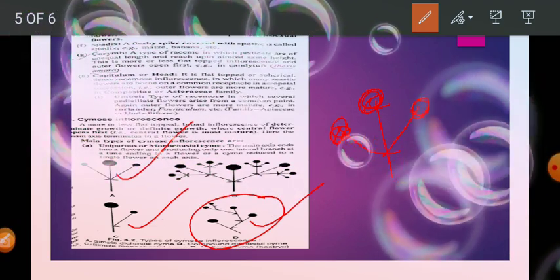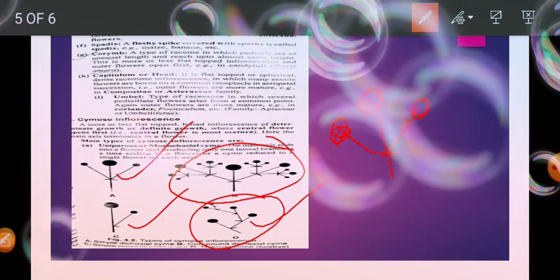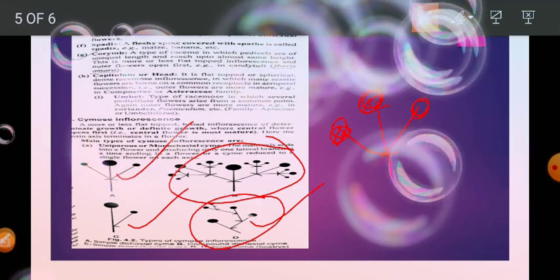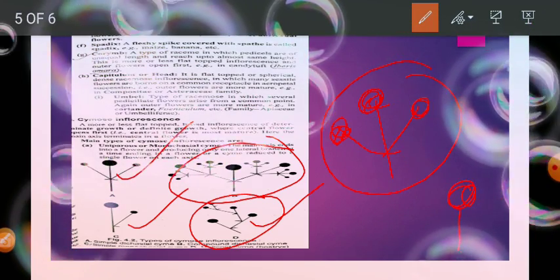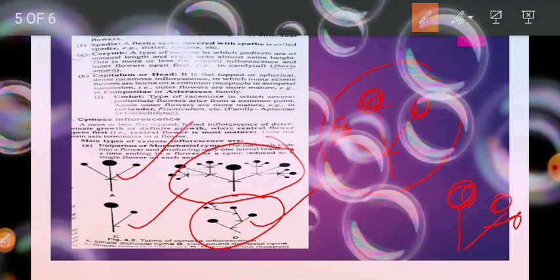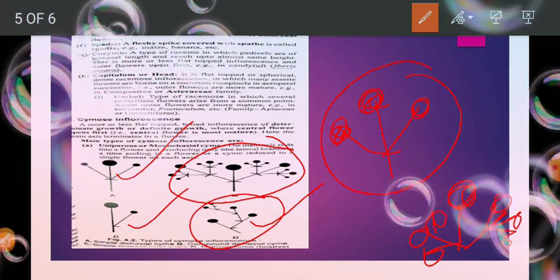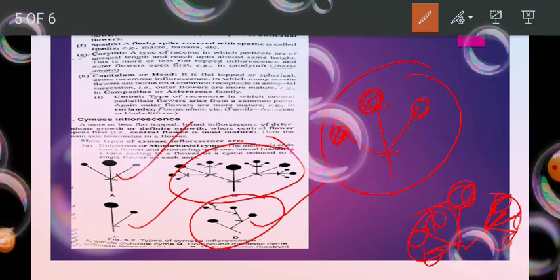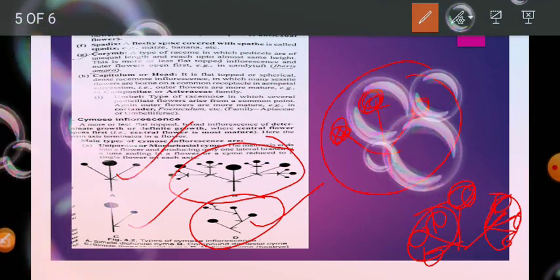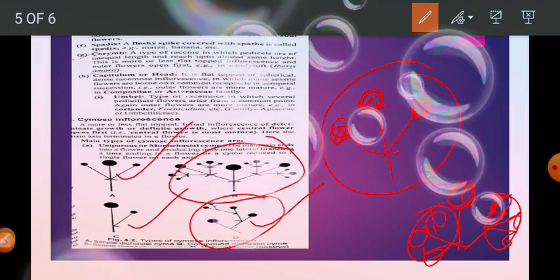In dicasial cyme, the two flowers arise from the same point. In figure B, you can see that the central flower matures first, then the lateral ones. Here there is a 1 and 2 cyme present in the two lateral shoots. That's why this is known as the dicasial cyme.